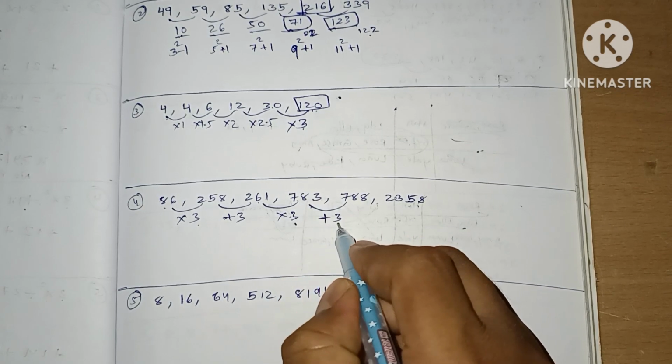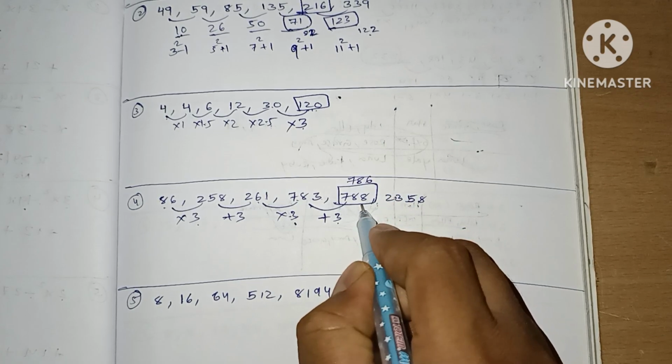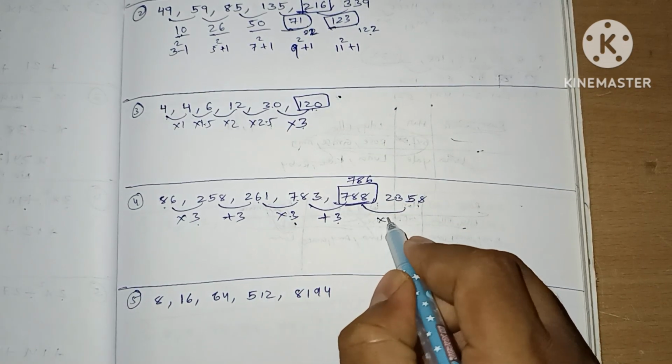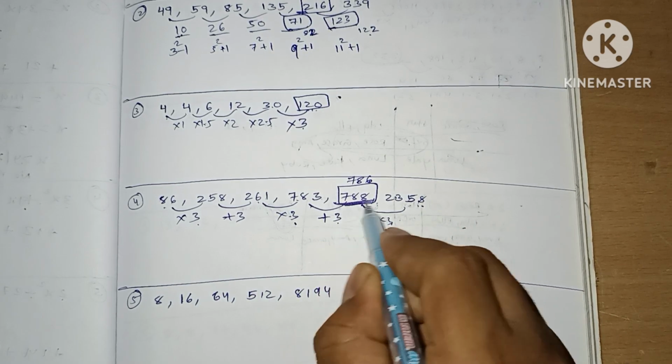783 plus 3 will be 786, not 788. So the wrong number must be this one. Let's see further. Into 3, 3 6 times will be 18. So our wrong number will be 788.